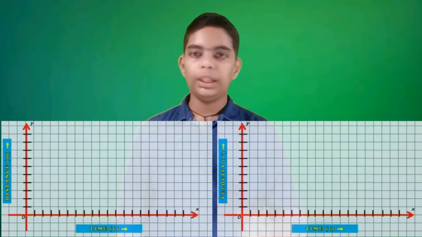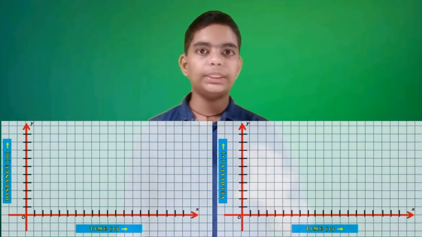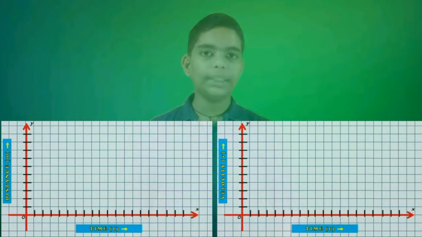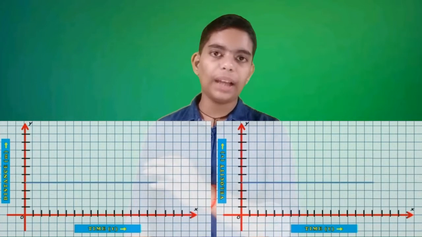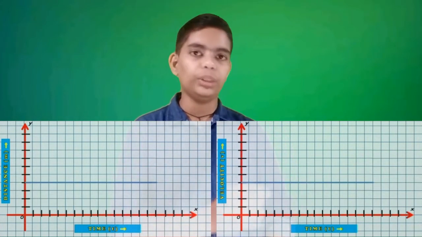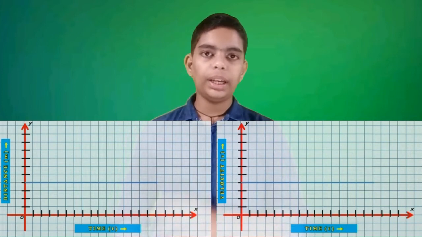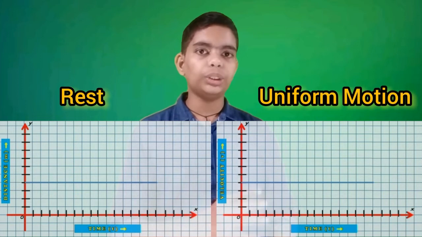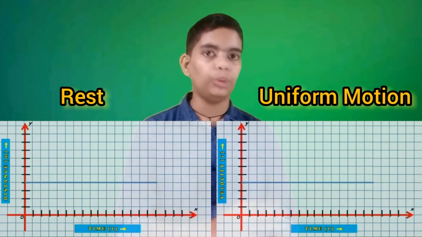Friends, now let us compare these two graphs. This is the distance time graph, this is the velocity time graph. Let us say the x-t curve is parallel to the x-axis and the v-t curve is parallel to the x-axis. Here it shows that the body is at rest. Here it shows that the body is in uniform motion.